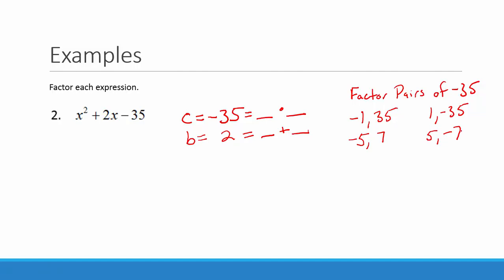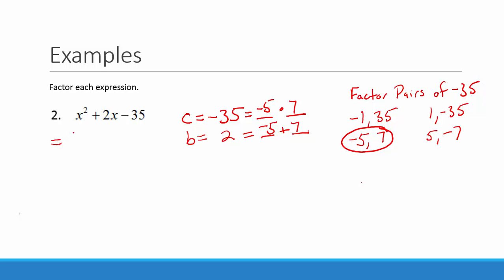Now I need to find the factor pair that when I add them together, I get positive 2. Negative 1 plus 35 is equal to 34, and 1 plus negative 35 is equal to negative 34. Negative 5 plus 7 is equal to 2. So negative 5 and 7 are our numbers that solve this math riddle. Negative 5 times 7 is equal to negative 35, and negative 5 plus 7 is equal to positive 2.